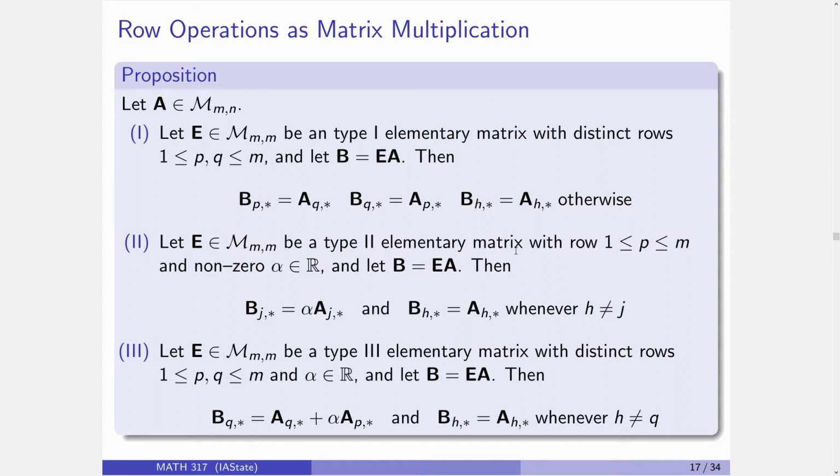Likewise, if you have a type 2 elementary matrix, right, so that means you've taken the identity matrix and scaled one of the rows by a non-zero scalar, multiplying a matrix by that is the same thing as doing a type 2 row operation where you scale a row by a non-zero scalar. And likewise, if you have a type 3 elementary matrix, so you've taken the identity matrix, scaled a row, and added it to another, multiplying a matrix by this performs that row operation to that matrix. So here we see multiplying A by E gives me a matrix whose Q row is the Q row plus alpha times the P row, and all other rows are held fixed.